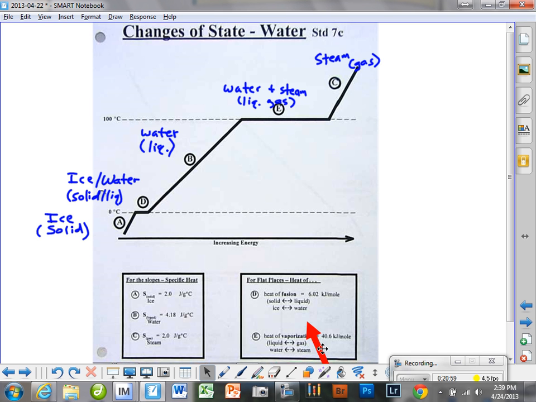And then here, let's get this guy turned around a little bit. Here you see with liquid to gas and water to steam, they're the same thing, of course. And that's what heat of vaporization is. And you can go both ways with this stuff.